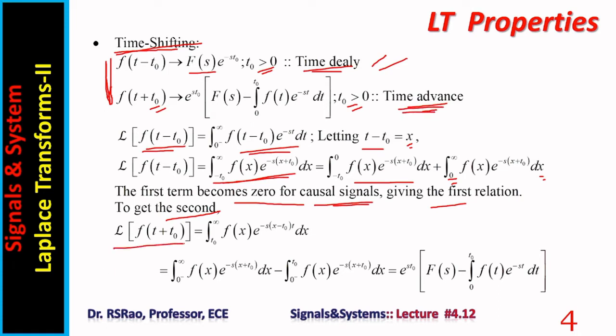consider the Laplace transform of f of t plus t naught. By definition, it is equal to the integral from t naught to infinity of f of x e power minus s x minus t naught dx. A little bit of manipulation is shown here. This manipulation involves splitting the range of integration into two, 0 to infinity and 0 to t naught. One can arrive at e power s t naught f of s minus the integral from 0 to t naught of f of t e power minus st dt.